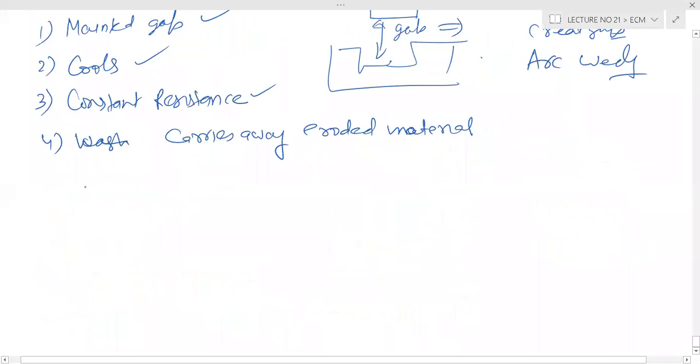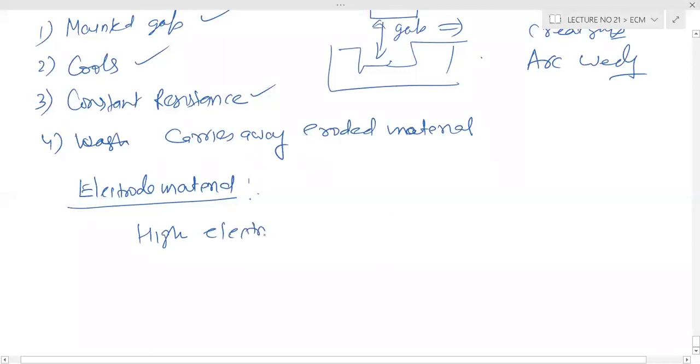And electrode material, we will talk about that right now a little bit. First, it should have high electrical conductivity. Second is high thermal conductivity.